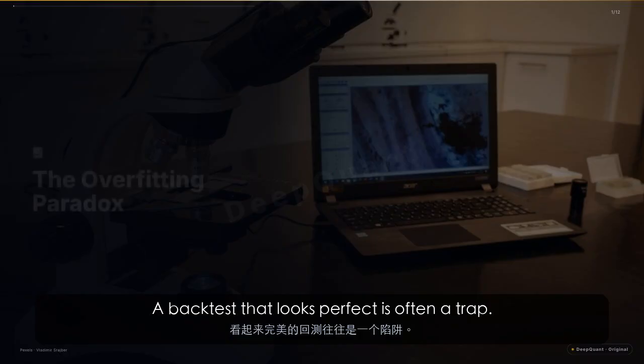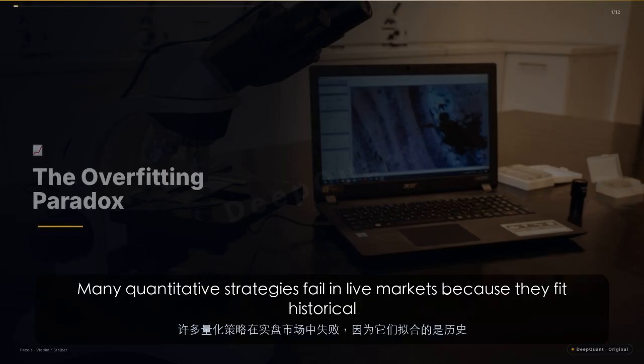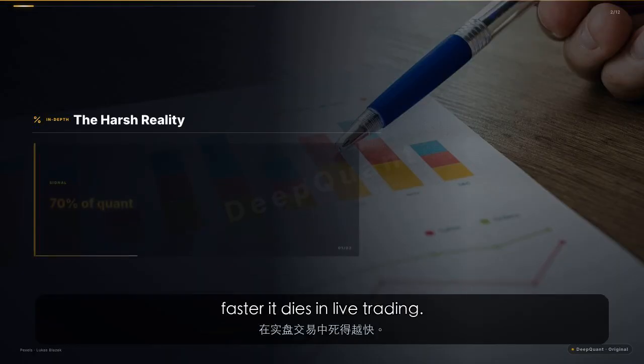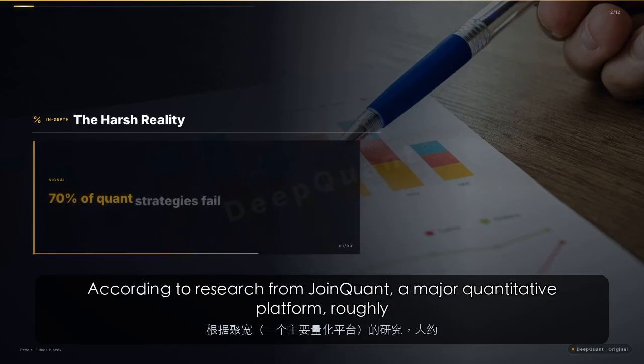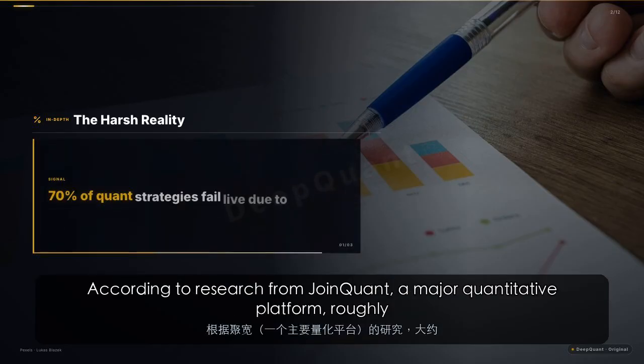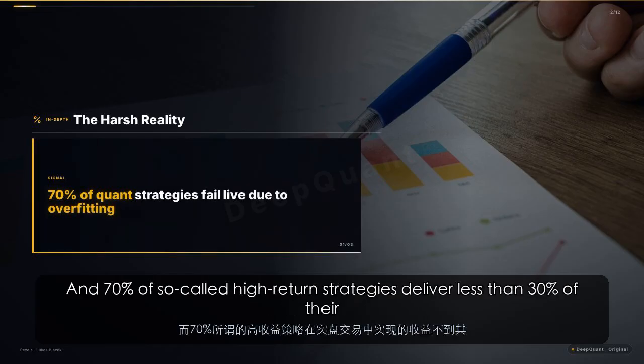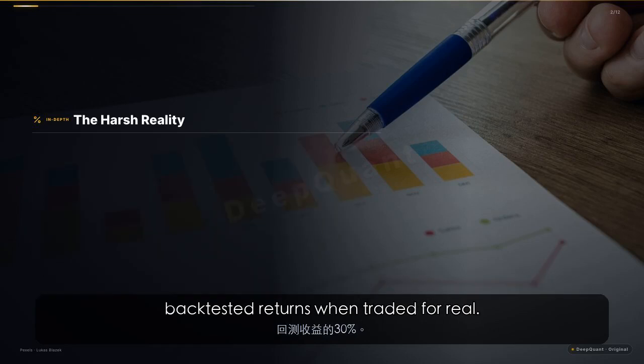A backtest that looks perfect is often a trap. Many quantitative strategies fail in live markets because they fit historical noise, not real patterns. The quant world has a brutal joke: the more perfect a backtest looks, the faster it dies in live trading. According to research from DeepQuant, a major quantitative platform, roughly 70% of quantitative strategies fail in live markets because of overfitting. And 70% of so-called high-return strategies deliver less than 30% of their backtested returns when traded for real.